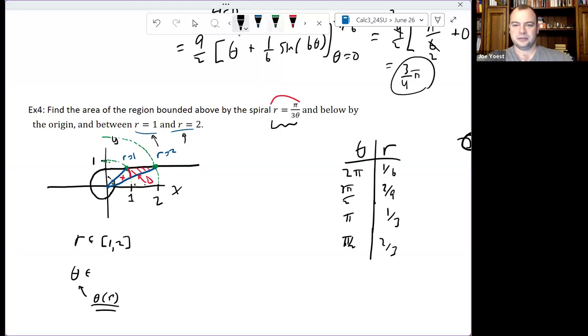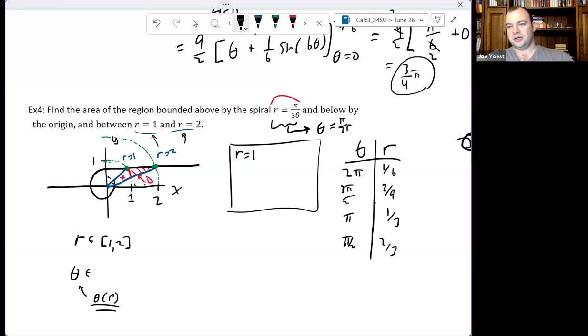I'm running out of different colors to use, but I'll just keep using black over here. When r equals 1, well, I know that r equals pi over 3 theta is the same as saying theta is pi over 3r. So when r equals 1, theta equals pi over 3. And when r equals 2 on this spiral here, this point of intersection on the spiral, theta equals pi over 6.